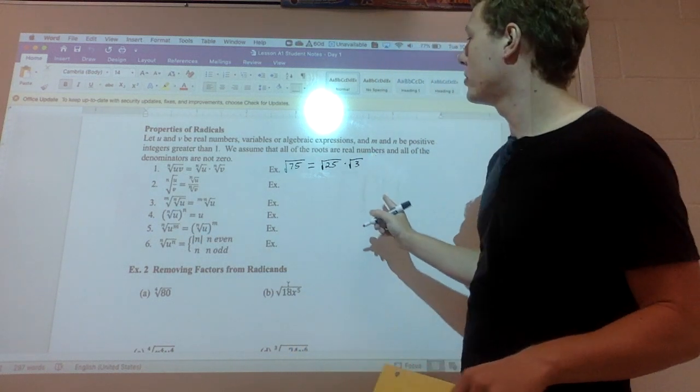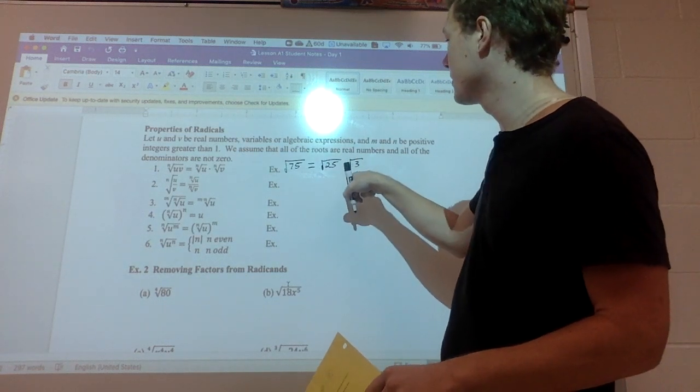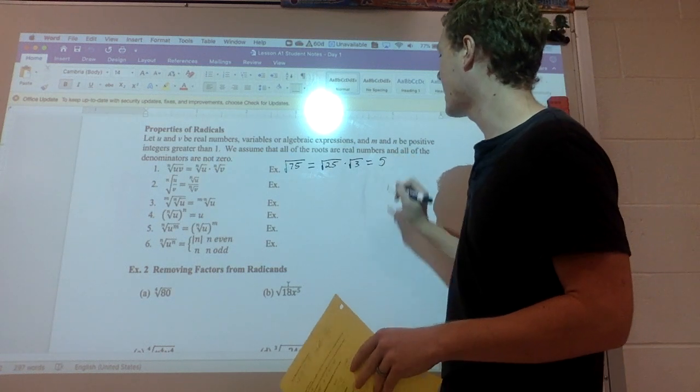And then what else do we have to multiply by to get 75? It's got to be a 3. So square root of 25 times the square root of 3. Well, we know the square root of 25. That's pretty easy. That's just 5.